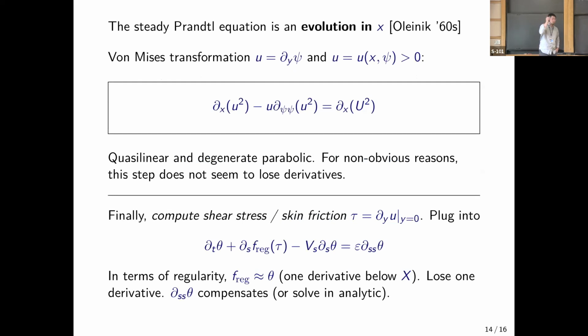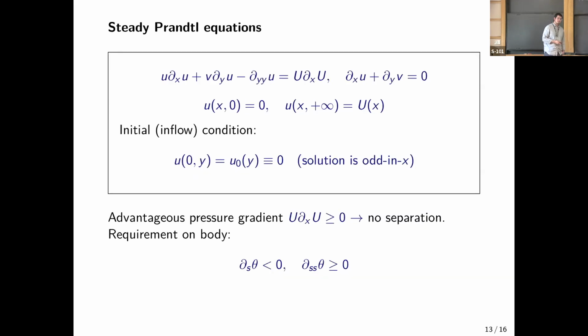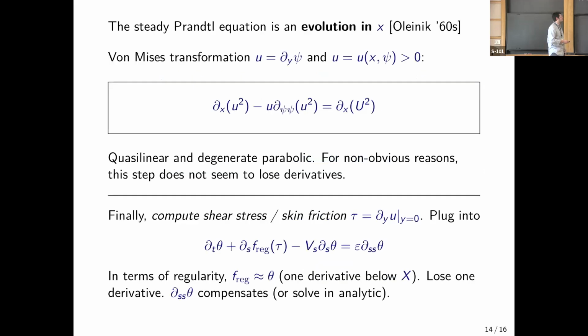So the second thing, I'll finish in 1 minute. The second thing about the Prandtl equations is that they're called the steady Prandtl equations, but they're actually an evolution equation, not in time, but an evolution equation downstream. So in other words, if you have some body and you start at the tip and you understand the boundary layer at the tip, you can understand it downstream by evolving. And basically there's a change of variables, which shows it very explicitly. If you change variables using von Mises transformation, you get this heat-like PDE, but it's quasi-linear because there's this U in front of the diffusion. And U degenerates near the boundary, so it's degenerate parabolic.